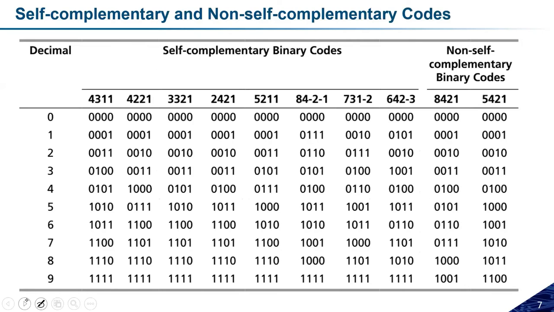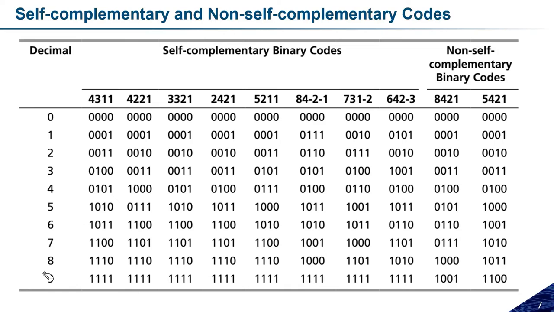Okay, I just told you about complementary and self-complementary codes. If you see here, some of the codes are self-complementary and some of the codes are non-self-complementary. Like see here, 4311, and the code for 0 is complementary to 9. Okay, and so on. 1 is complementary to 8, and so on. So we can call them the self-complementary code.